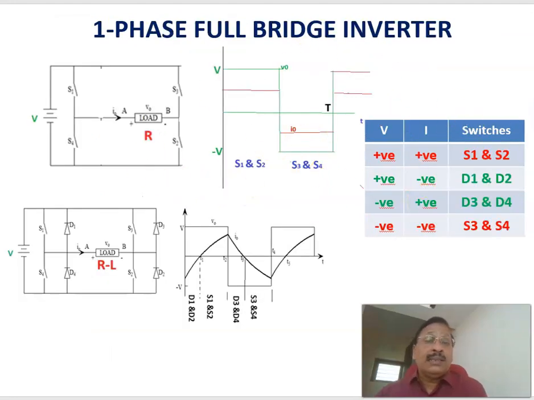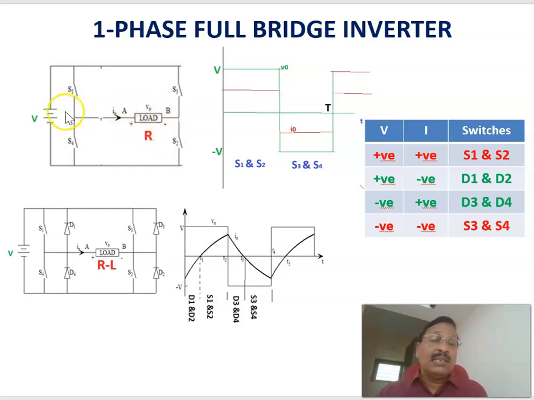Now let us see the single phase full bridge inverter. The difference is that the total voltage, that is V, is directly coming across the RL load. First we are considering a resistive load just to identify why you require feedback diodes.